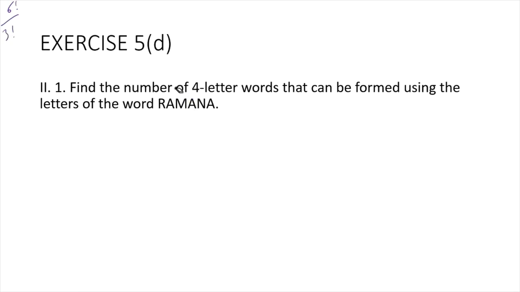But here they are not asking us to find all 6-letter words that can be formed using the letters of the word Ramana. Instead, they are asking us to find all 4-letter words that can be formed using the letters of the word Ramana. You may not have come across these kinds of problems in the earlier exercises. So here we have to select 4 letters. Which 4 letters we have to select, that is the question.